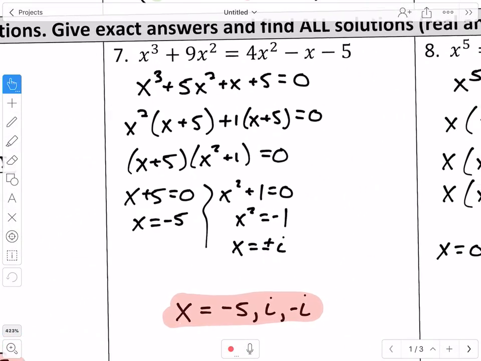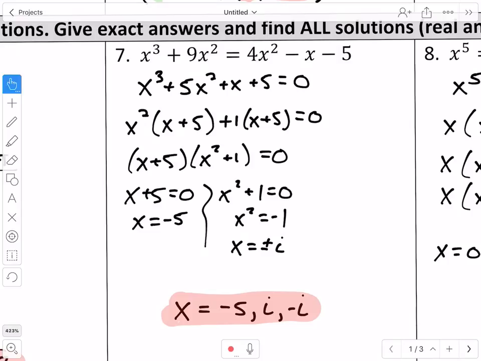This next one has lots of terms. We want to get all the terms on the same side of the equation. We're going to subtract 4x squared from both sides, combine it with a like term and get 5x squared. Going to add x to both sides, going to add 5 to both sides. Once all the terms are on the same side, I have 4 terms in this polynomial. So I'm hoping that I can factor by grouping.